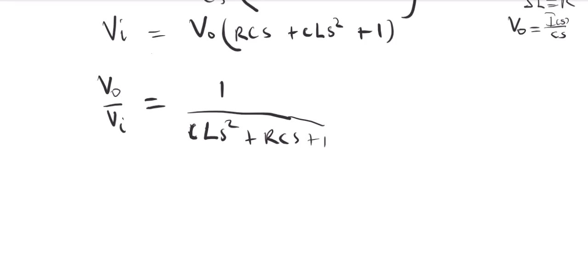So this is like just saying cross multiply. This one comes down here and this one goes down here, so it's just cross multiply, so it becomes that. So yeah, that's what we have here.